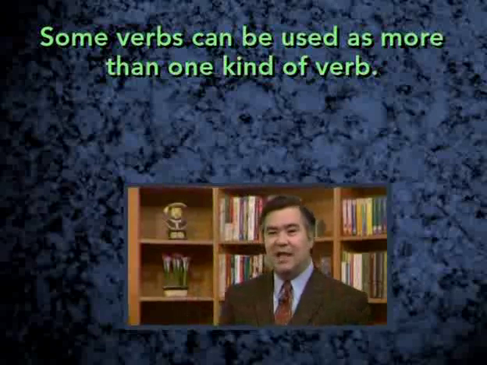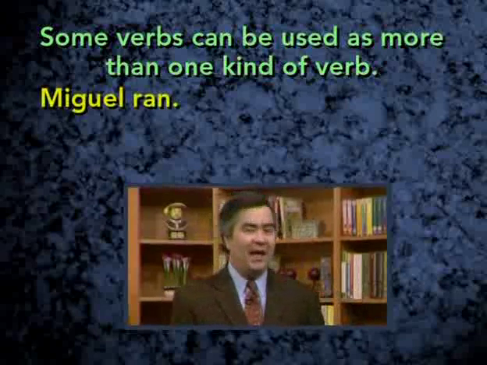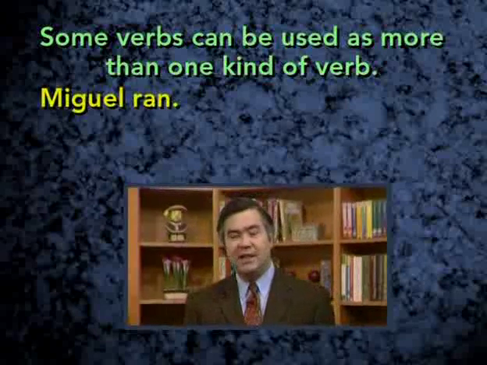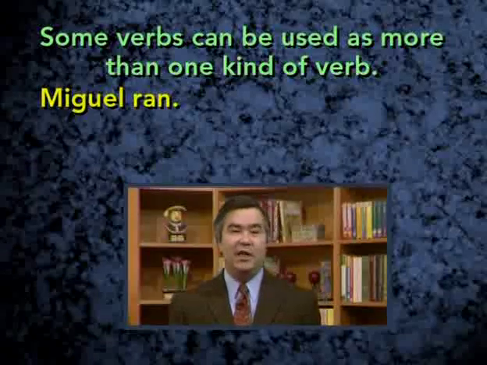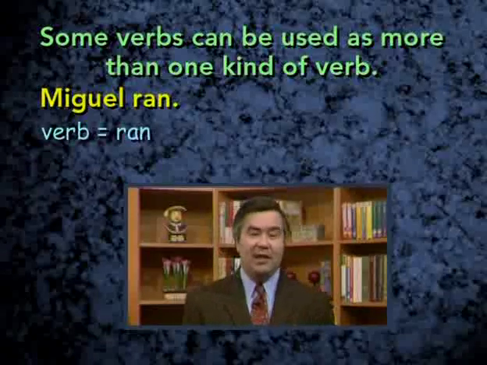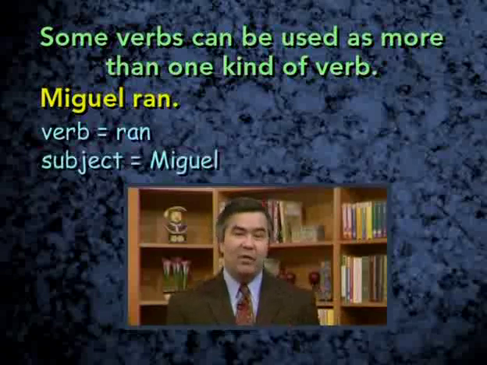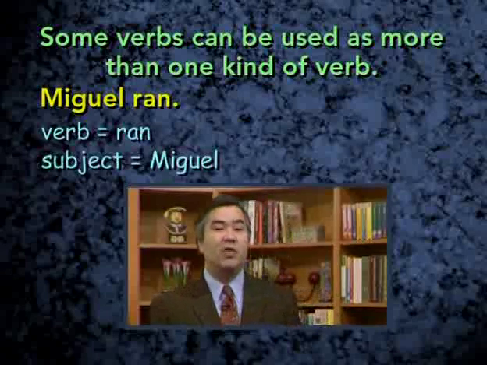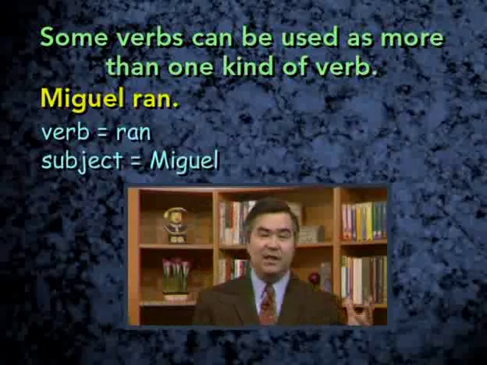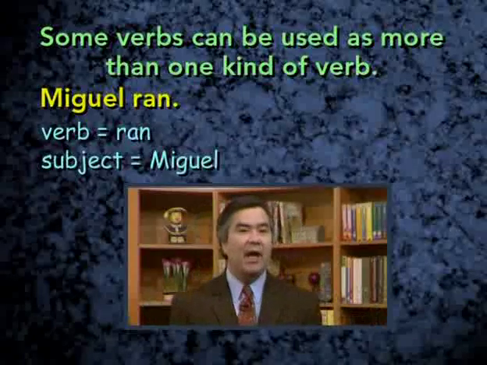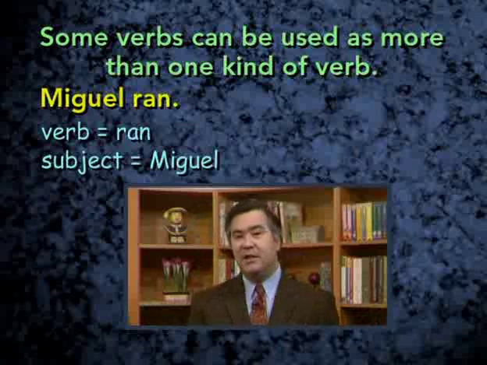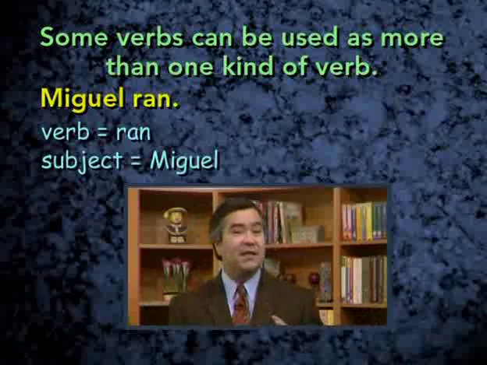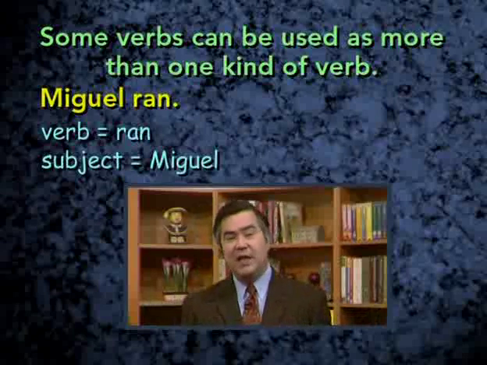Take a look at these examples. Miguel ran. Here's a short sentence which expresses a complete thought in itself. The verb is ran, the subject is Miguel, and when we read this sentence we understand Miguel ran. Perhaps he's a runner on the track team and went out running this morning, and we could say, well, Miguel ran. This could be a complete sentence, and in this case the verb ran is being used as what kind of verb? Transitive, intransitive, or linking?